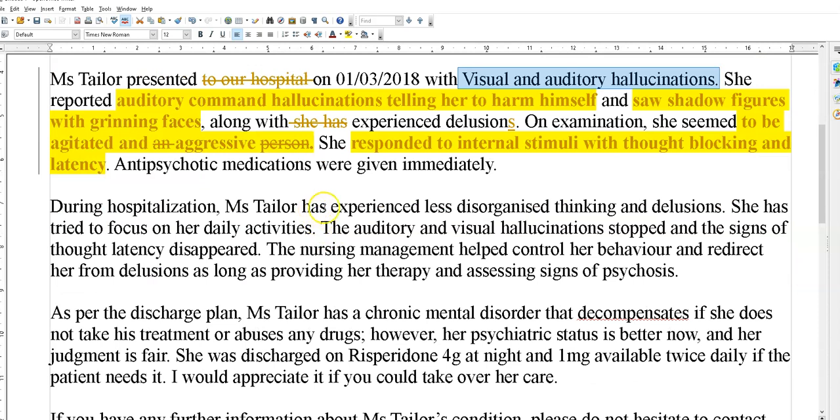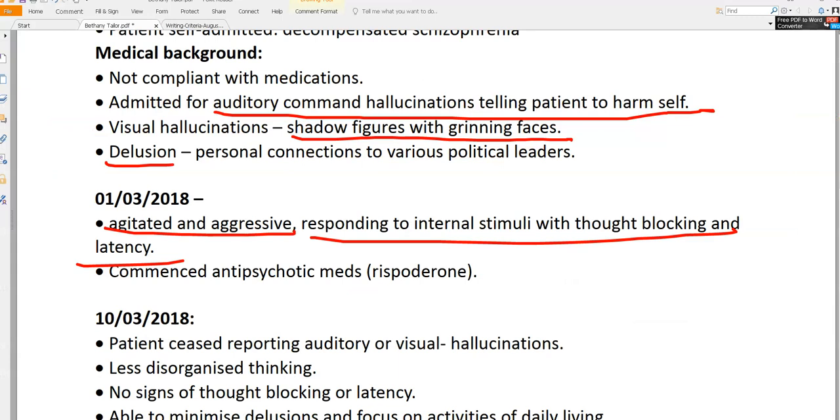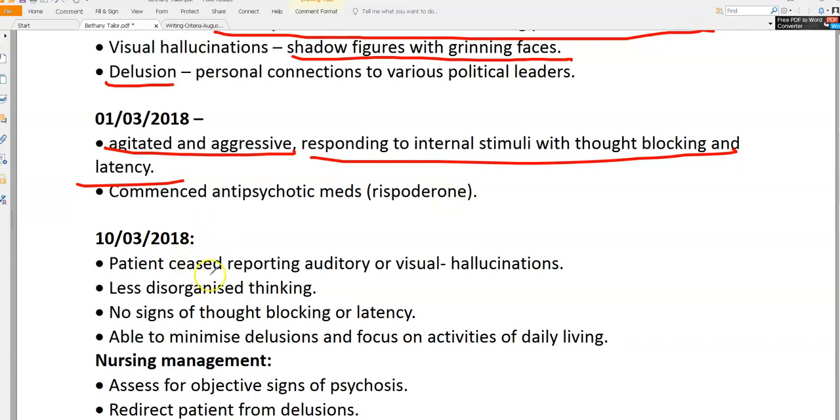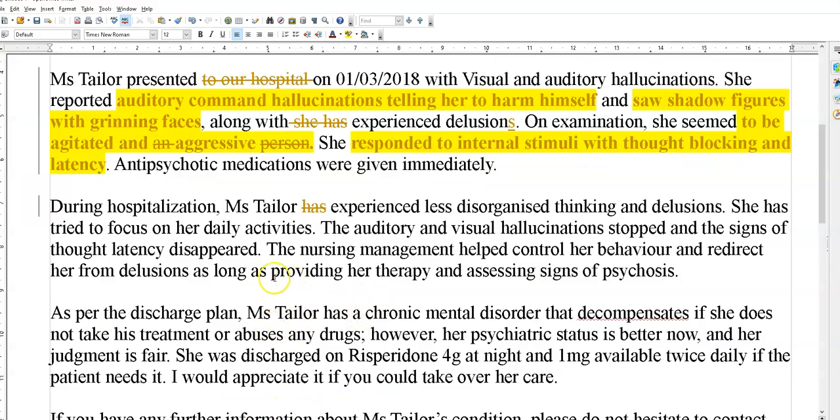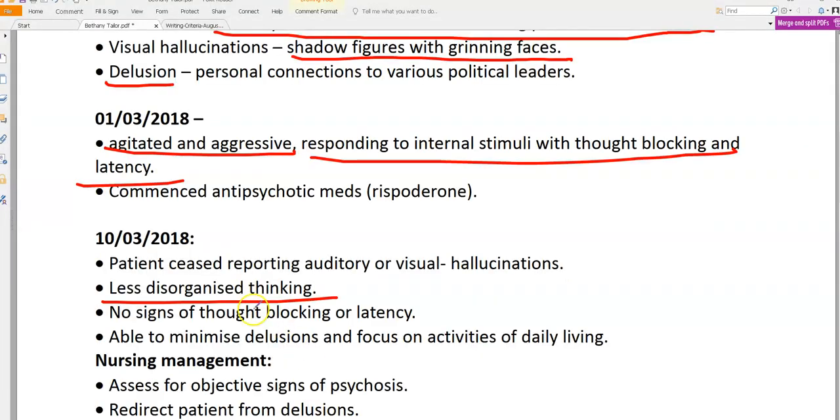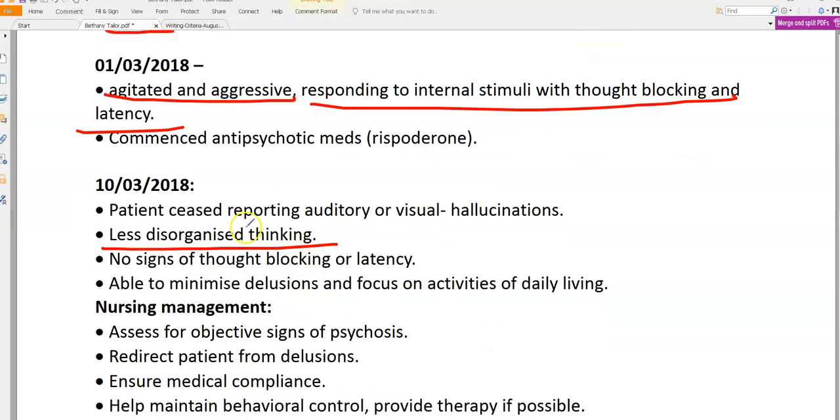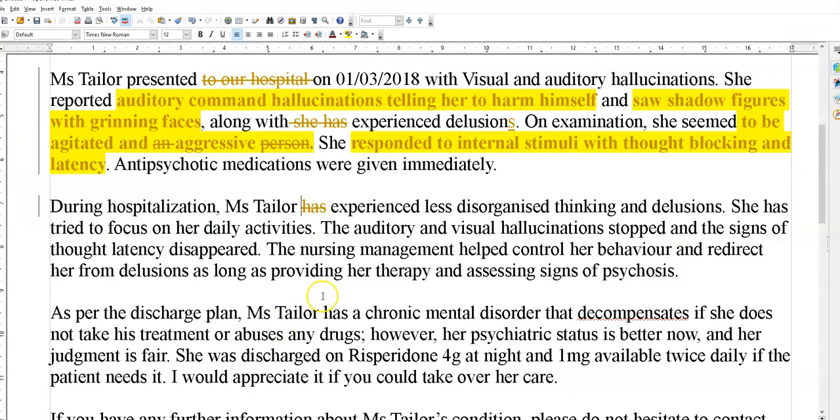During hospitalizations, right, so why is it present perfect? It's simple past. It's finished now. She's out of hospital. Experienced less disorganized thinking, and what you see. It's virtually word for word. She was trying to do activities, the visualization stops, signs of latency disappeared. Okay, so that's not too bad, but still, too much of it comes straight from the notes.